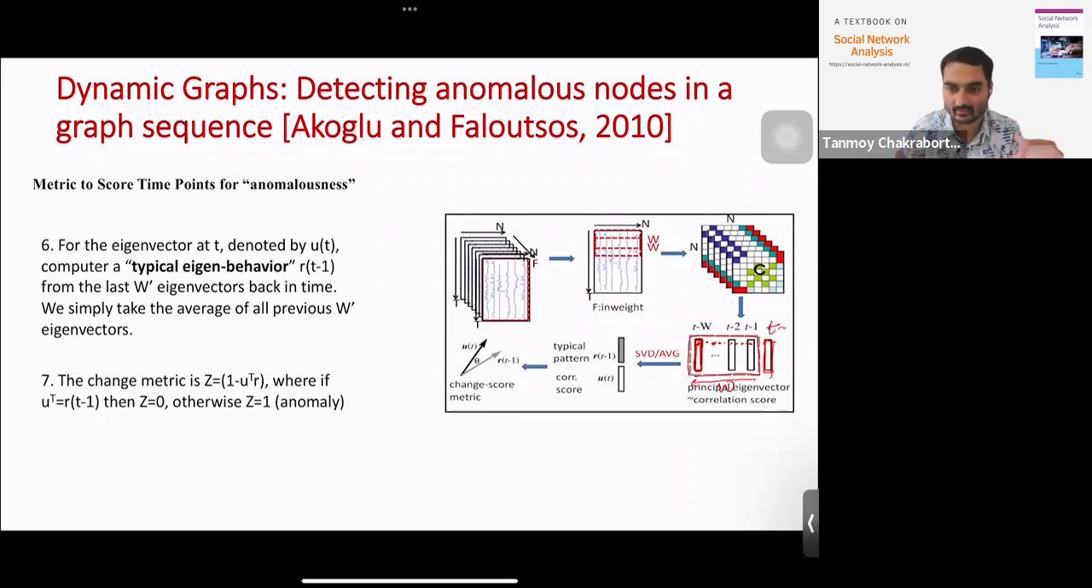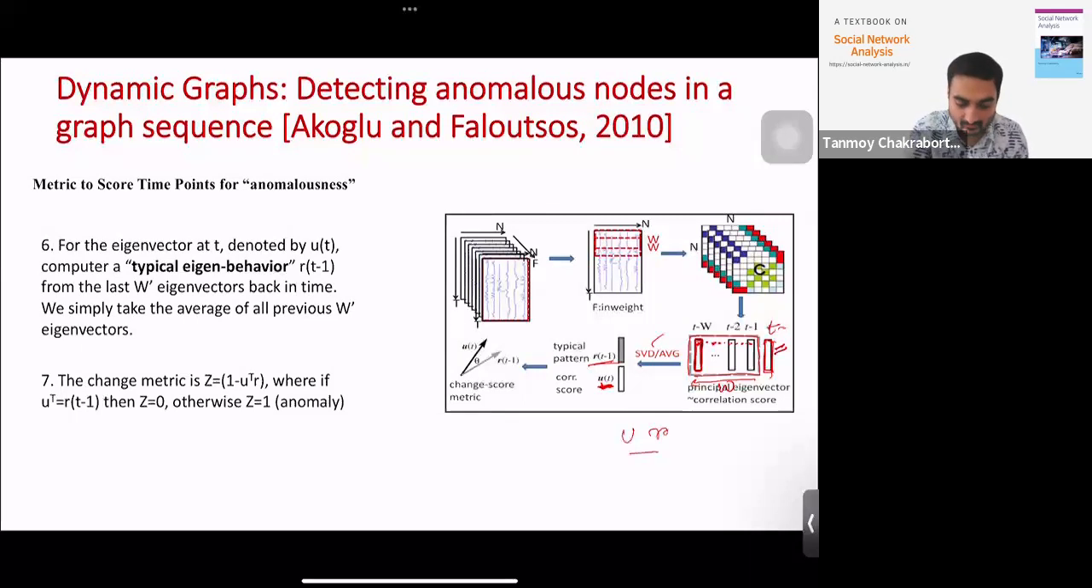You can also think of it as a matrix. You can do some sort of singular value decomposition. What you get is a squeezed representation of one vector. Now this R_{t-1} is the summary of the temporal change of nodes till t minus 1, right? And what is U_t? U_t is the principal eigenvector at time t. So you have U, and you have R.